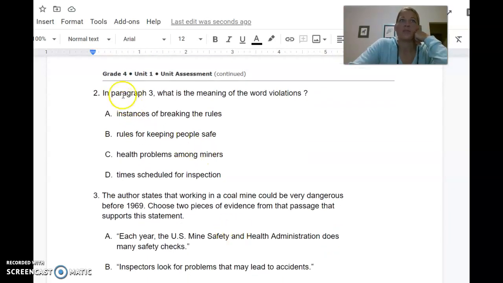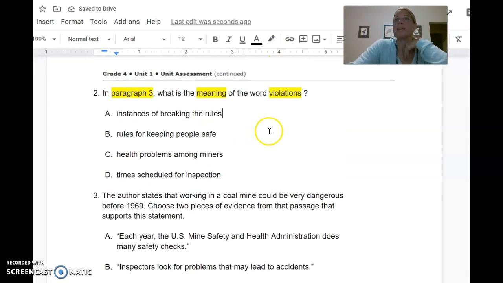Number 2, it gives me a location, so I make sure I highlight, underline, whatever. That paragraph 3, it tells me exactly where I'm going to look, and it wants the meaning of the word violations. The meaning of the word violations.